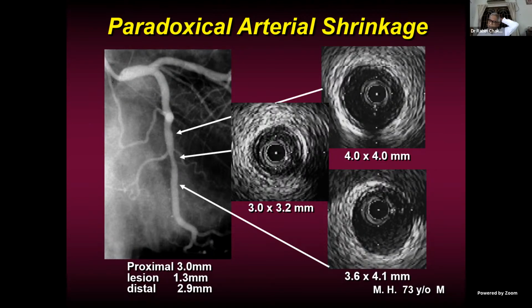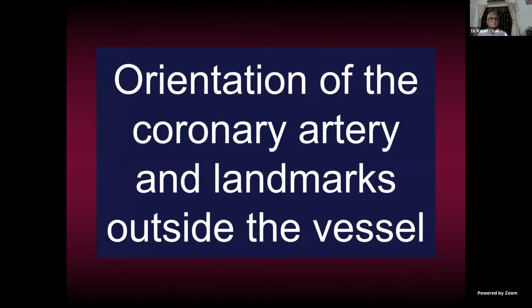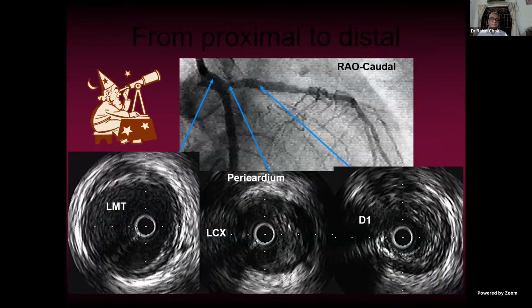Because if you do an IVUS guided intervention, then you can find out that, well, this is not exactly luminal narrowing, it is a paradoxical arterial shrinkage. Therefore, if you can deploy the stent properly, the chances of that stent to become further restenosed would be very small. Then also you can find out orientation of the coronary artery and landmarks outside this vessel. This is important. For example, we know that from the IVUS, the pericardium is picked up. This is circumflex. We know that this is intima, this is media, this is adventitia. Black one is the media. So the atherosclerosis, subintimal deposit is atherosclerosis, right? Calcification can happen also in the adventitial region.